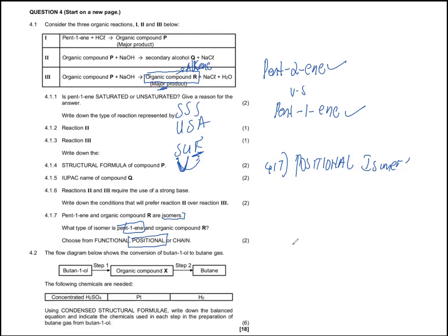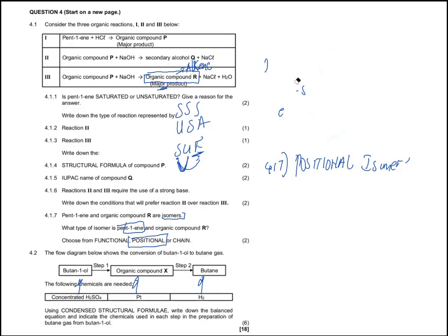Okay, the flow diagram below shows the conversion of butan-1-ol to butane gas. We are given butan-1-ol undergoing step 1 to form organic compound X, undergoing step 2 to form butane. The following chemicals are needed: concentrated sulfuric acid, platinum, and hydrogen gas. So I guess it's in that order, right? Using condensed structural formulae, write down the balanced equation and indicate the chemicals used in each step in the preparation of butane gas from butan-1-ol.